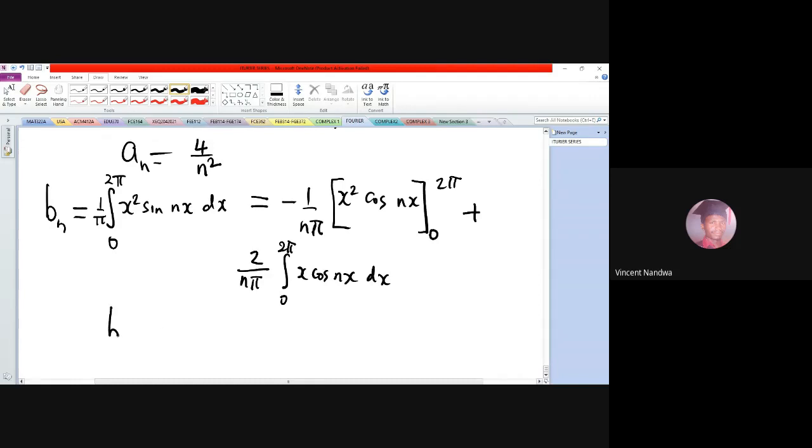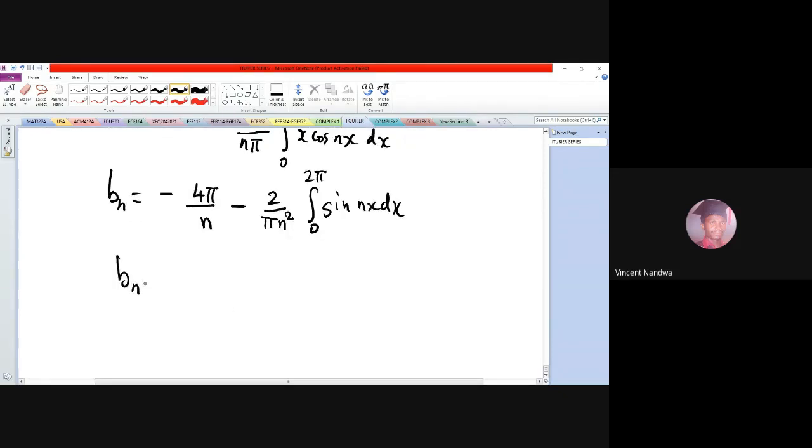So we'll have bn equals minus 4 pi over n, and then minus 2 over pi n squared, then integral from 0 to 2 pi. So remember, we also apply integration by parts on this term twice, on this term, sine nx dx.